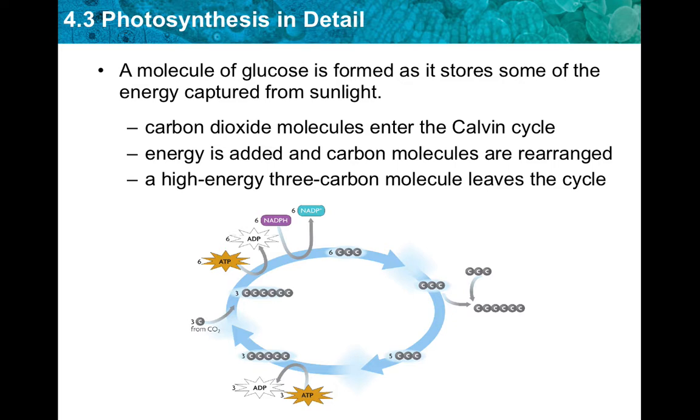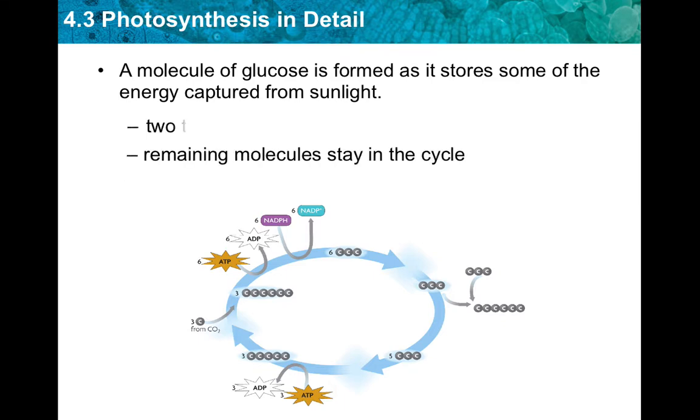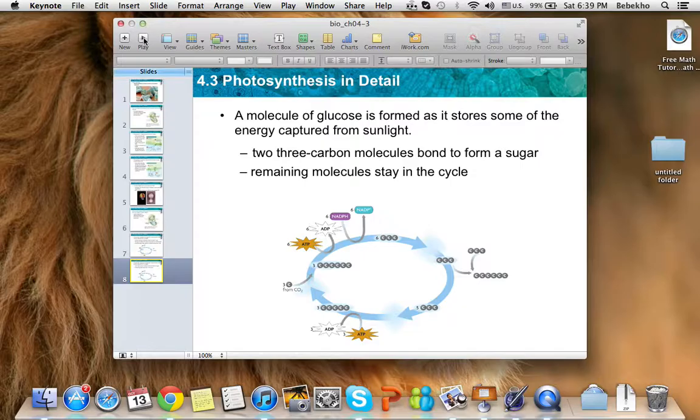Energy from ATP molecules is used to change the 3 carbon molecules back into 5 carbon molecules. The molecules stay in the cycle. Then these molecules are added to new CO2 molecules that enter the cycle. And yeah. Thanks.